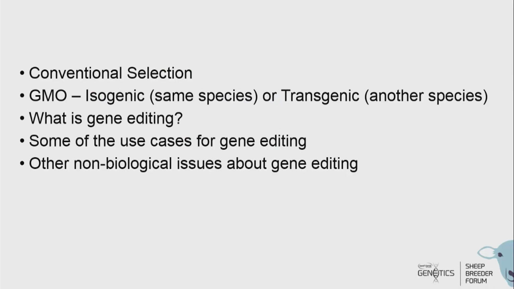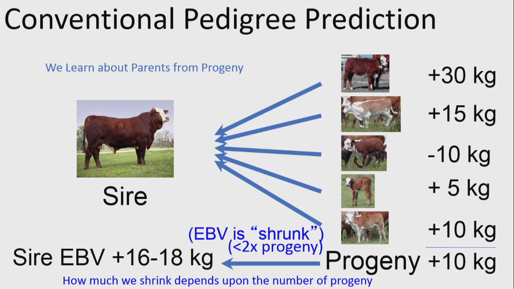So there's a technology that's been around for a little while, but I'm going to tell you a little bit about conventional selection so you understand what the difference is, a little bit about GMO, describe gene editing, and then talk about some new, and then one or two other non-biological issues.